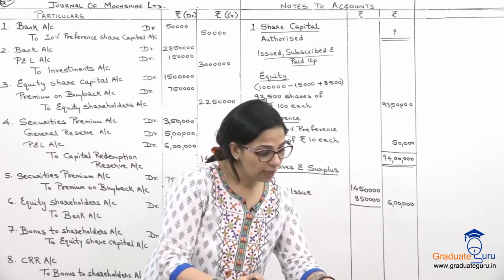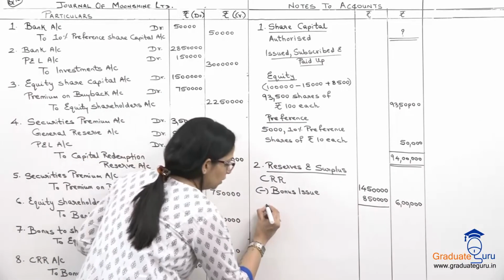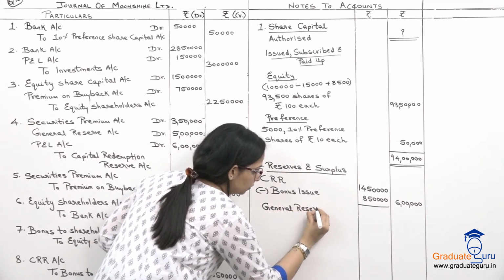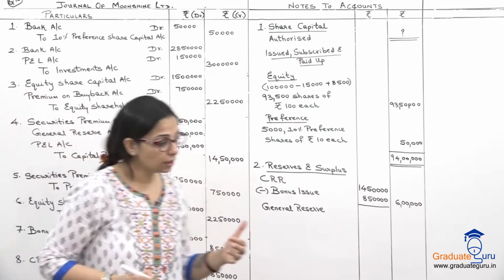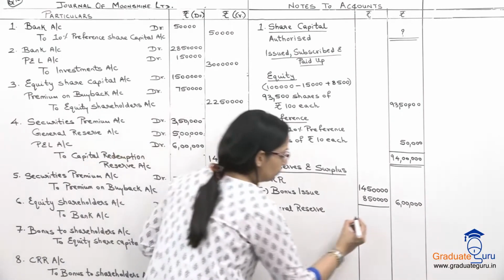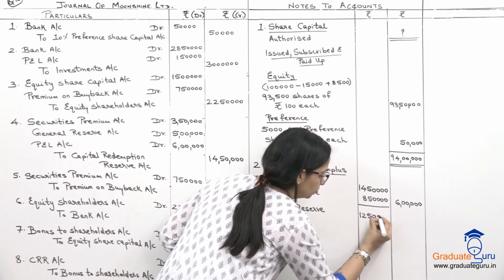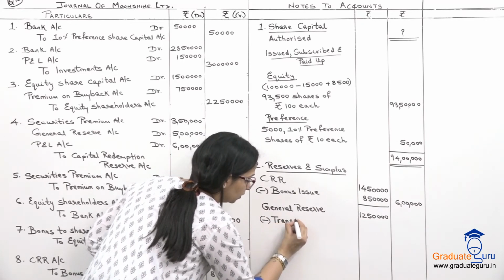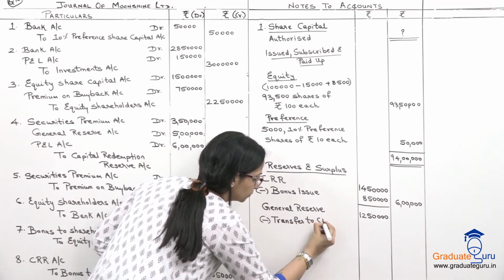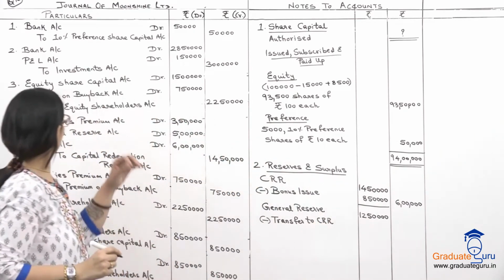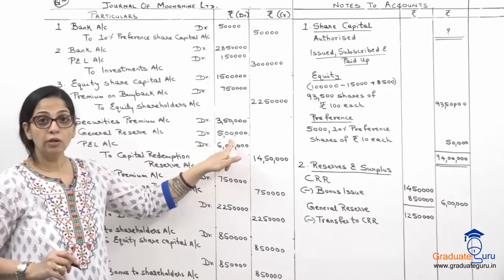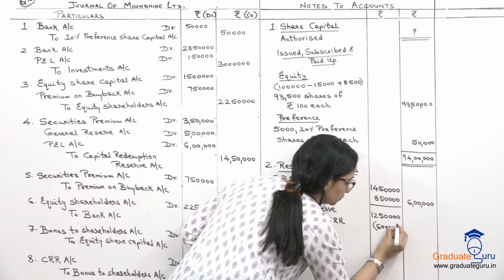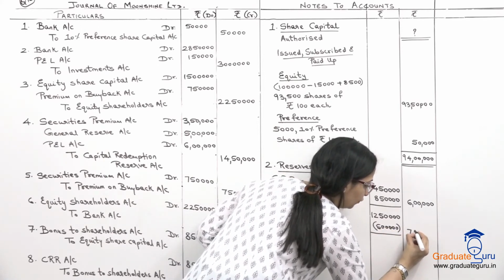After that, we had general reserve. So let's write general reserve. General reserve in the balance sheet is 12,50,000. So we take that down. And we have used something for CRR. Transfer to CRR. How much is it? We get it from our entries. We used 5 lakhs from general reserve. Let's subtract that. You get 7,50,000.